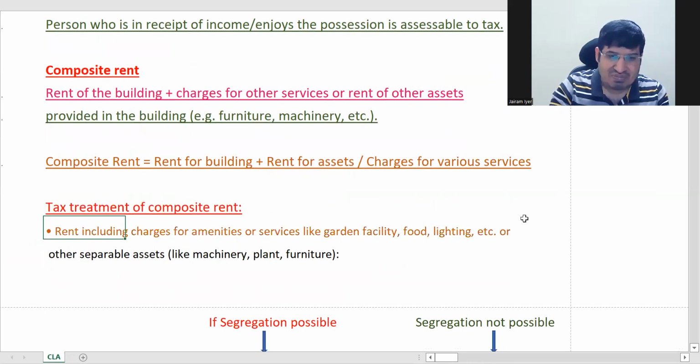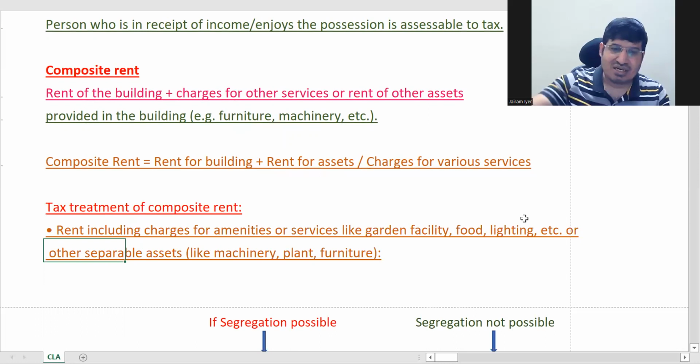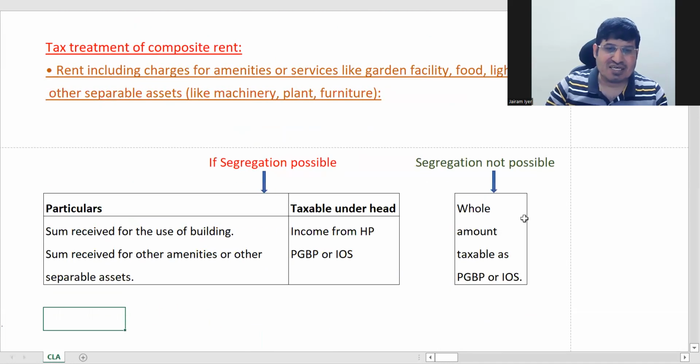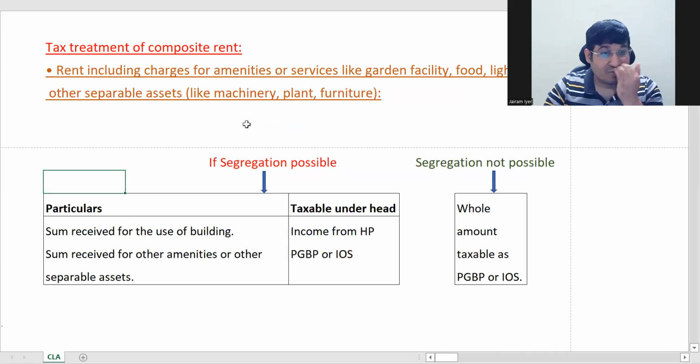They've just given some examples for you. Rent includes charges for amenities or services like garden facility, food, lighting, etc. Other separable assets like machinery, plant, just elaboration, that's all. Now let us see here. What is the taxability? Now we have come to the important point where we are interested: taxability of what? Of composite rent. If segregation is possible, that means what? You can easily separate out the rent of the house plus the rent of furnishing.